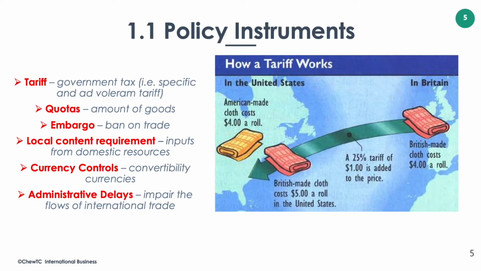Nation can use tariff to protect domestic producer. For example, an import tariff raises the cost of an imported good and increases the appeal of domestically produced good. In this way, domestic producers gain a protective barrier against imported goods.